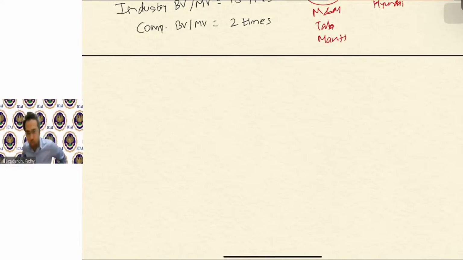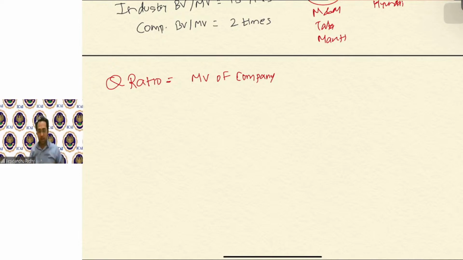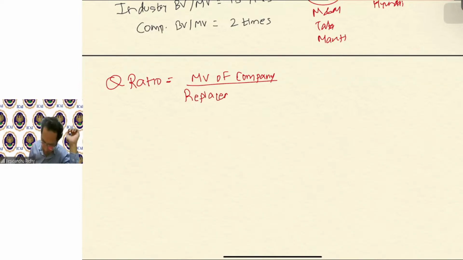Okay. Now, let's look at a similar ratio, based on a similar concept, which is called the Q ratio. Now, the researcher who found this ratio named it Q, so there's no logic as such. Q ratio is basically the market value of the company as a whole, the value of the entire company, divided by the replacement cost of assets.